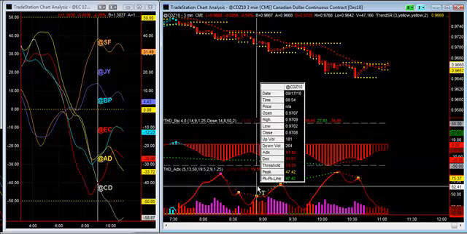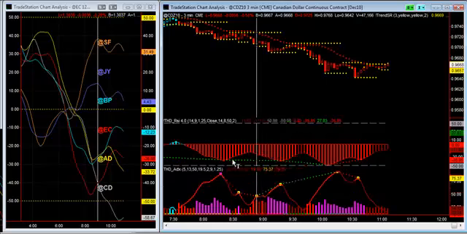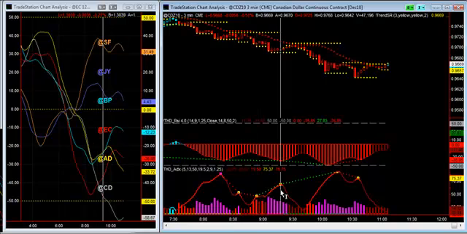Again, you have divergence here. Again, not supported by the RSI. In fact, the RSI is starting to move back down. So that tells me I could probably stay with the trade for a little bit more money.